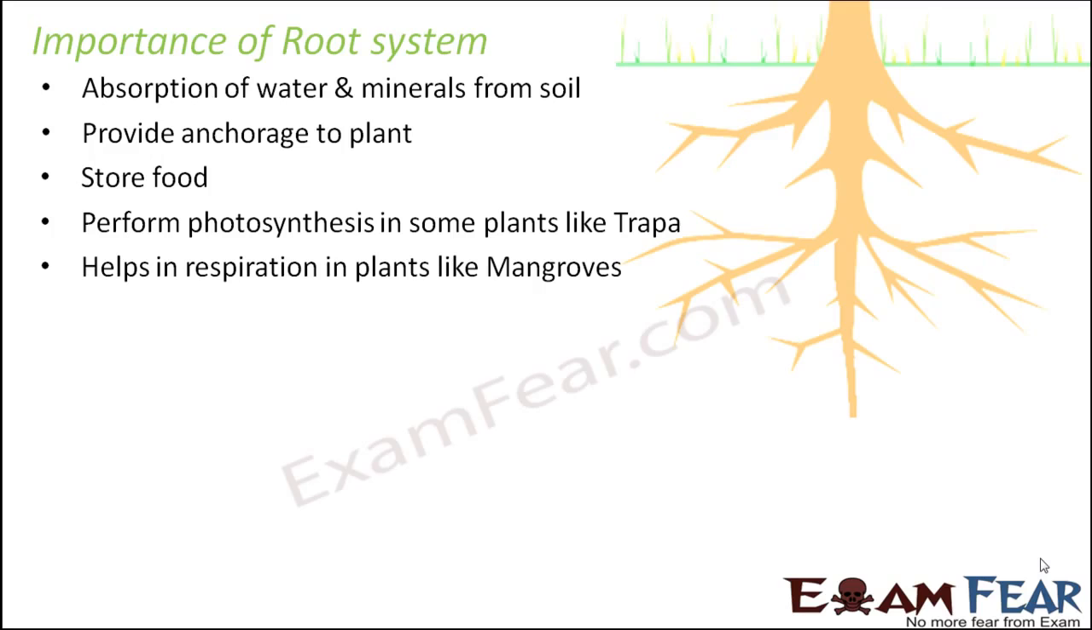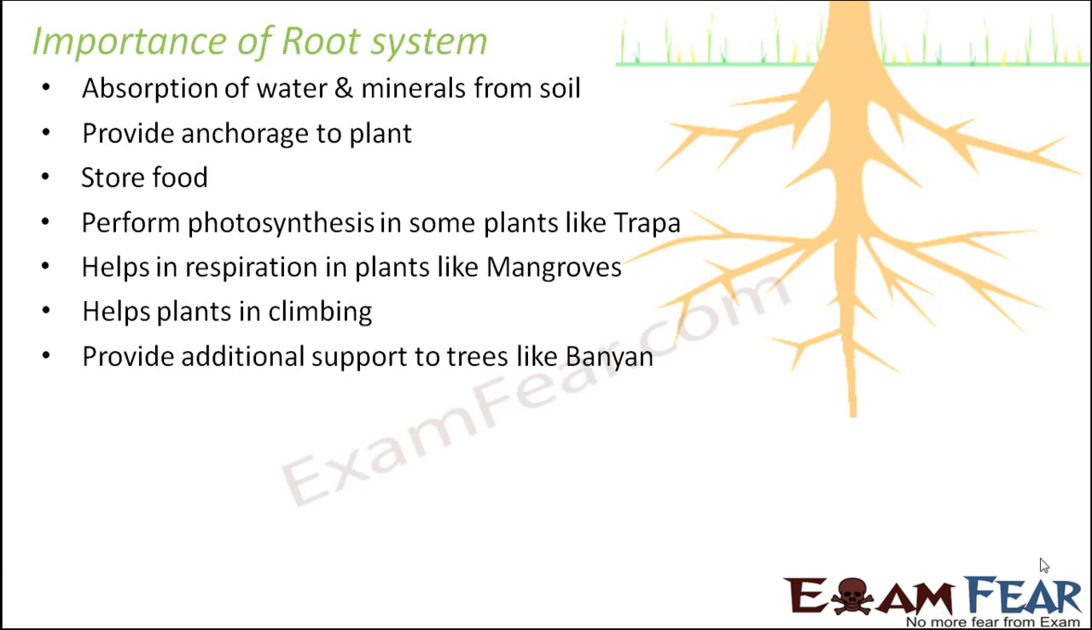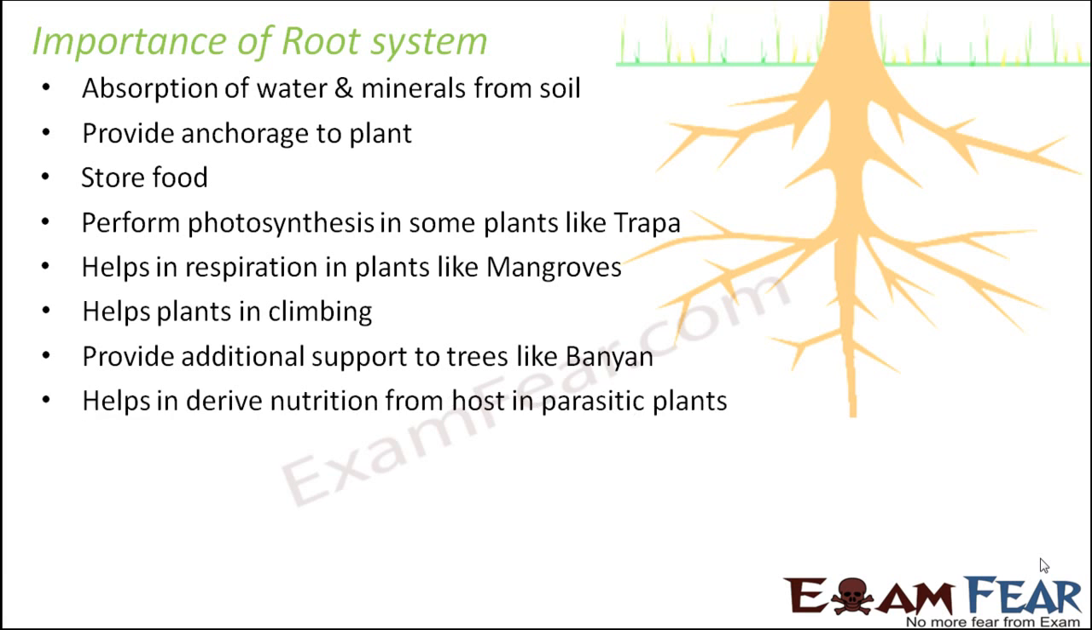Helps in respiration in plants like mangroves, where the roots have specialized structures called pneumatophores with lenticels which help in exchange of gases and therefore help in respiration. Help plants in climbing, for example, the climbers. Provide additional support to trees like the banyan tree, the prop roots. Helps in deriving nutrition from host in parasitic plants, the haustorial roots which we talked about just now. So these are some of the important functions which roots perform, and that is why roots have a significant role to play in the life of a plant.